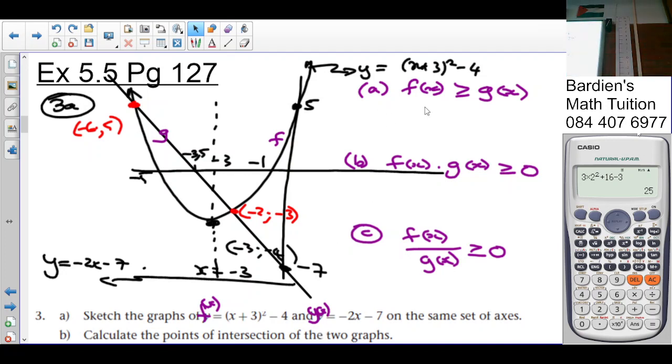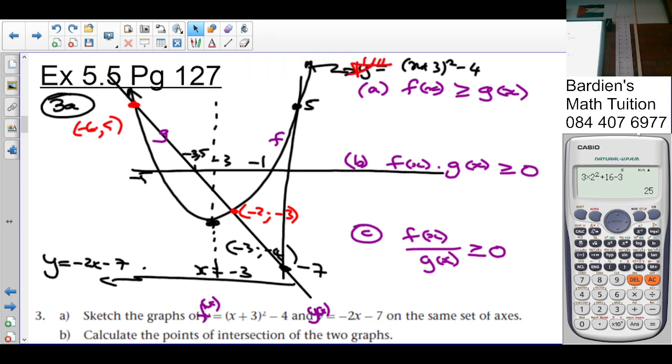Alright, the first one: where is f of x greater than or equal to 0? Where do you find that? In other words, it is where the f of x graph is more than the g of x graph. Looking from on top, where is f of x greater than or equal to the g of x graph? So it's this part here, in that direction.